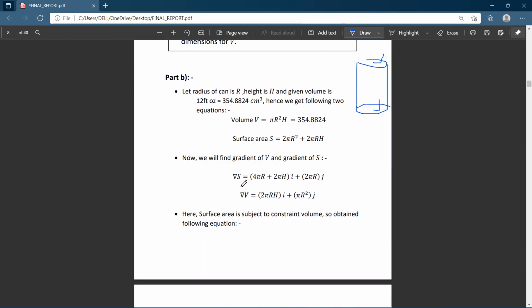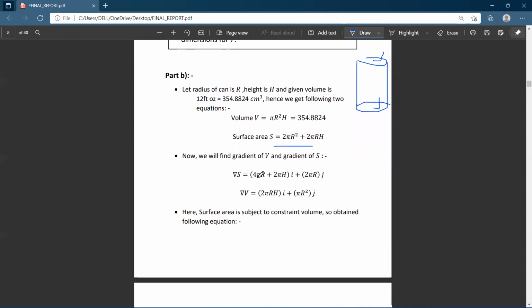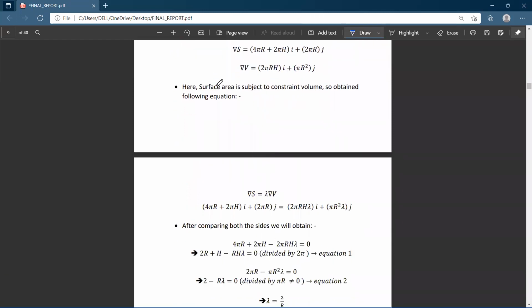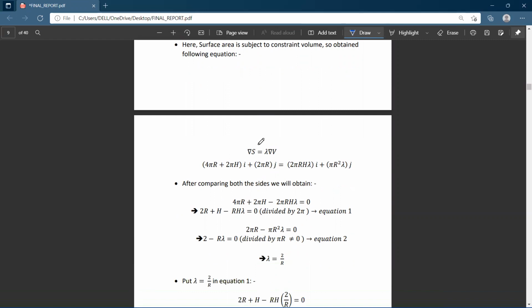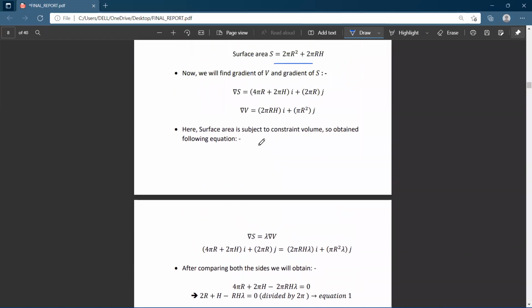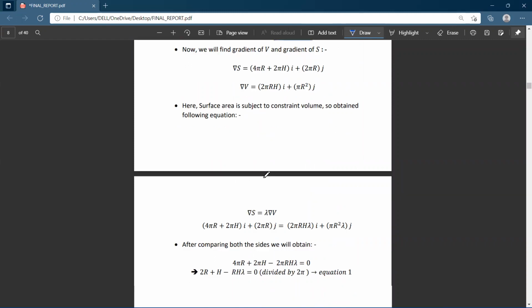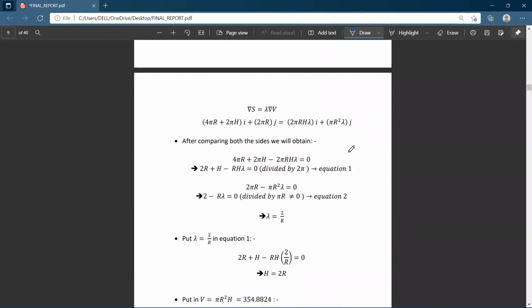So we have to first find the gradient of S from this equation and the gradient of V from this equation. After that, the surface area is subject to the constrained volume. So we have to compare the gradient of S equal to lambda times the gradient of V. After comparing that, we will obtain these two equations.